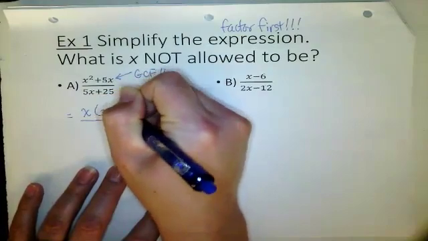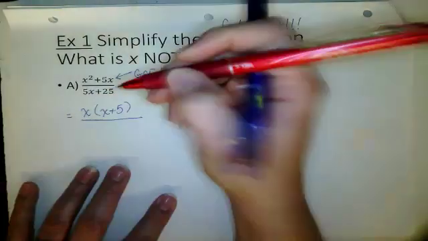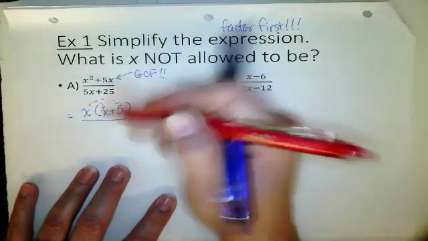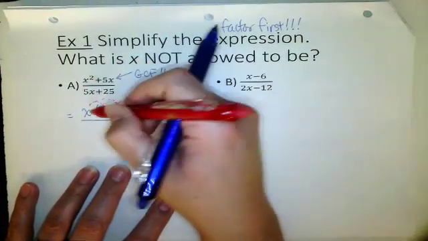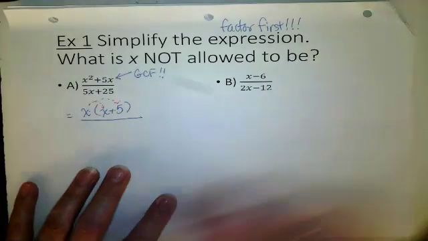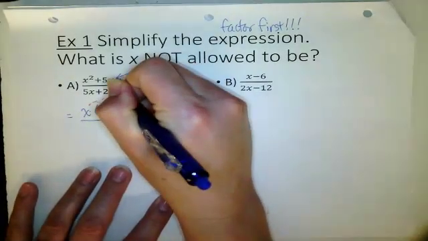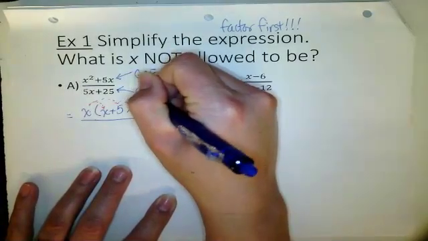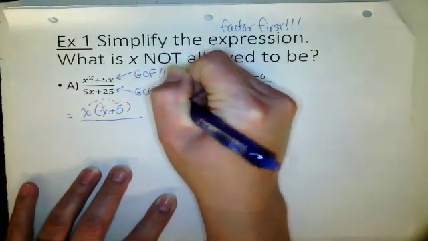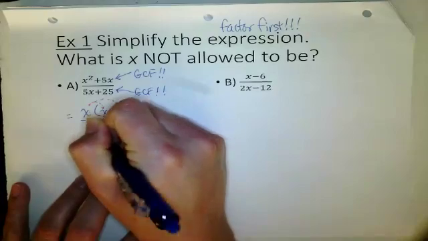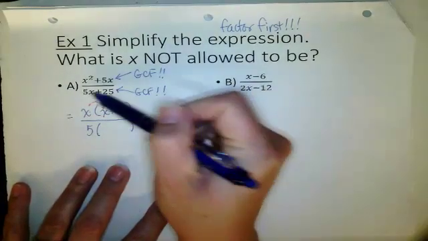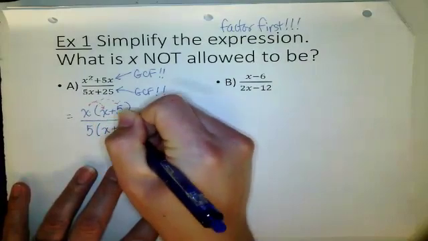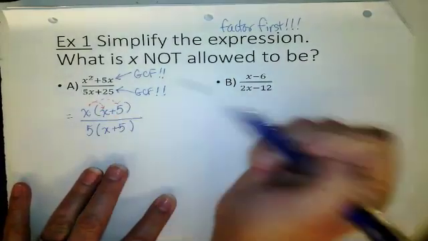x plus 5. Good. And again, you can always double check just by distributing if you needed to. x times x gives you x squared. x times 5 is 5x. So you know you did it right. What about the denominator? What do you notice about the denominator? There's another greatest common factor of 5. So you can take out the 5. And if you take out the 5 from the denominator, what's left behind? x plus 5. And again, you can check by distributing.